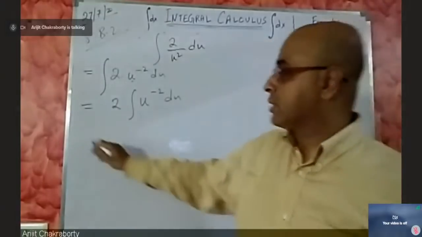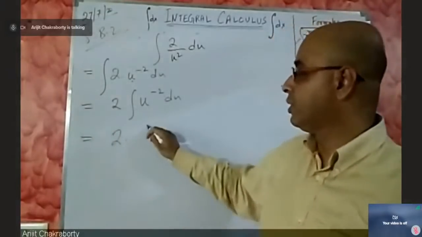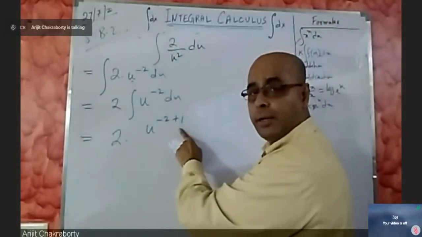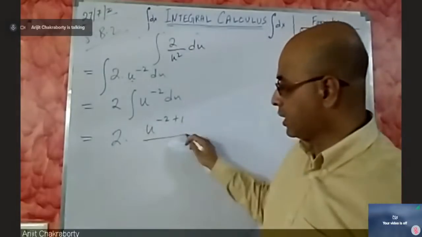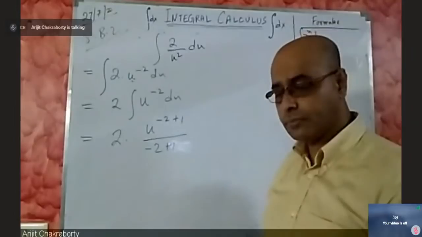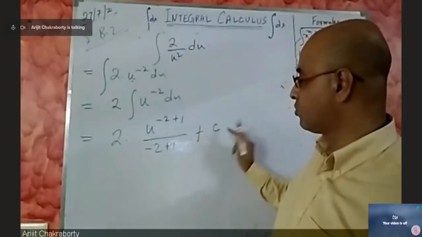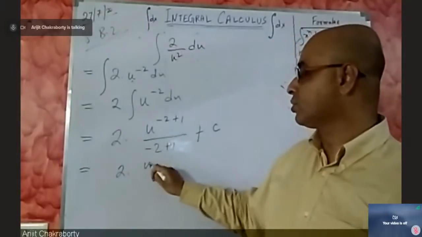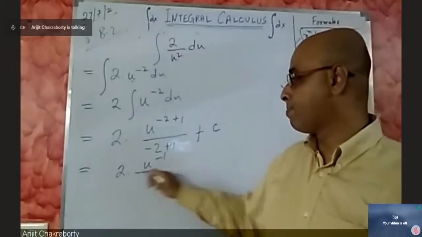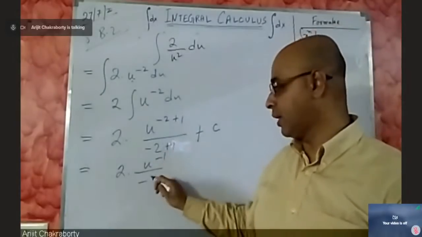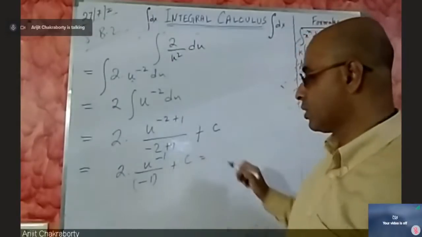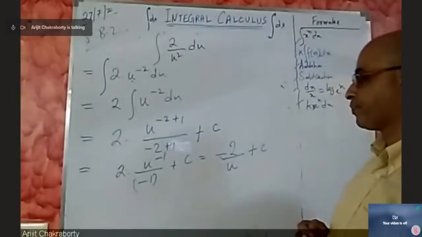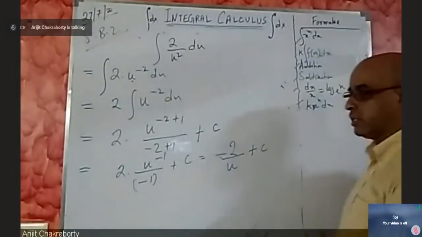No problem. So here it becomes 2 u to the power minus 2 plus 1, because the formula is n plus 1 divided by n plus 1. So again minus 2 plus 1. But we cannot forget the constant, so plus constant c. This becomes 2 into u to the power minus 1 by minus 2 plus 1, that is minus 1, plus c. So it becomes minus 2 by u plus c.